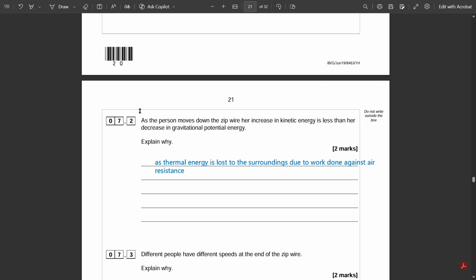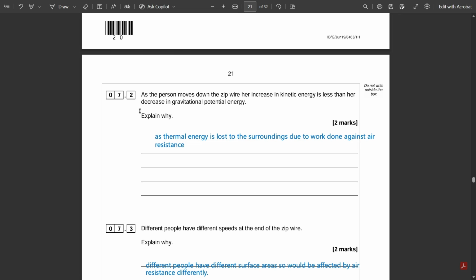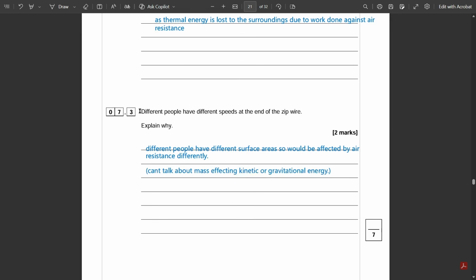But in certain GCSE physics problems, we assume things are closed systems to allow us to do the maths, although it will never be 100% accurate to real life. And then for 7.3, different people have different speeds at the end of the zip wire. Explain why. Different people have different surface areas, so would be affected by air resistance differently.